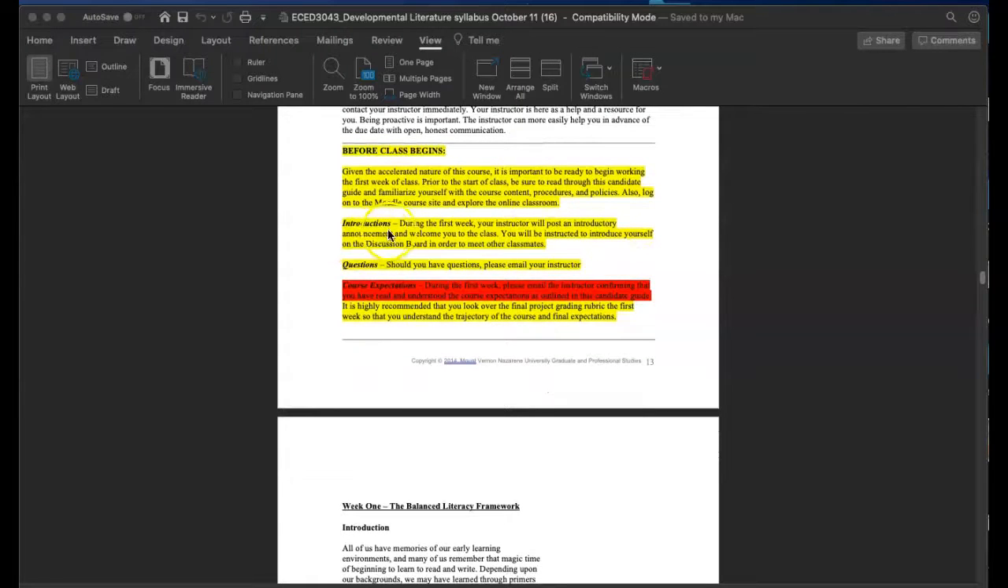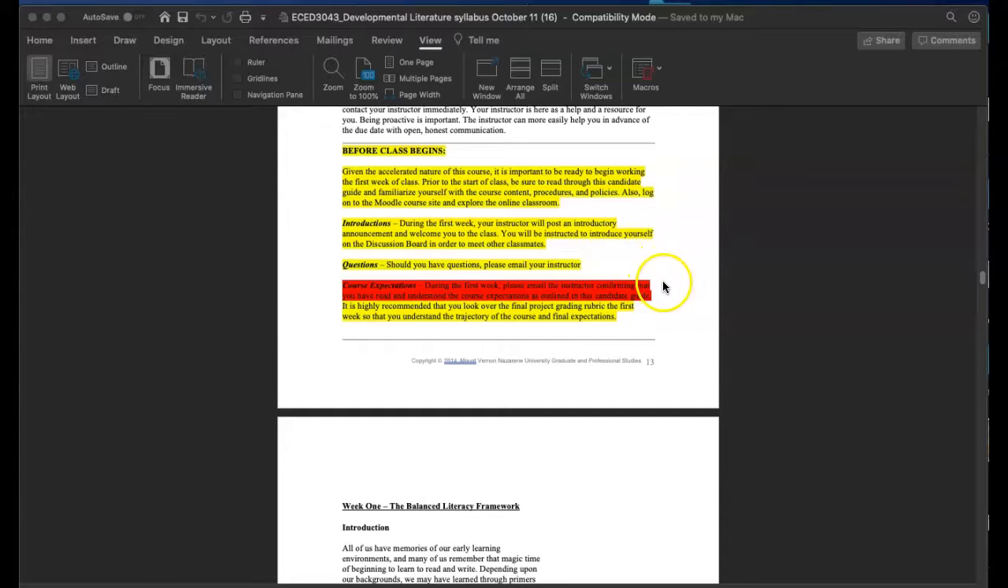Introductions. During the first week, your instructor will post an introductory announcement and welcome you to the class. I have already posted that under instructor announcements. You will be instructed to introduce yourself on the discussion board in order to meet your classmates. Should you have any questions at any time, please email me. I cannot help you if you don't let me know that you've got a question.